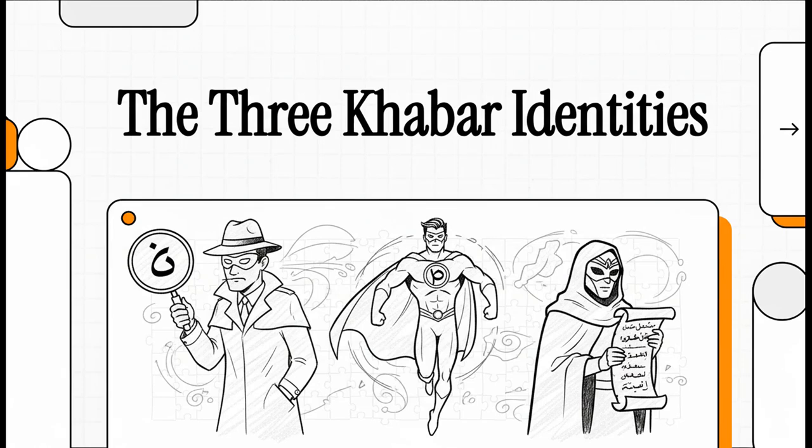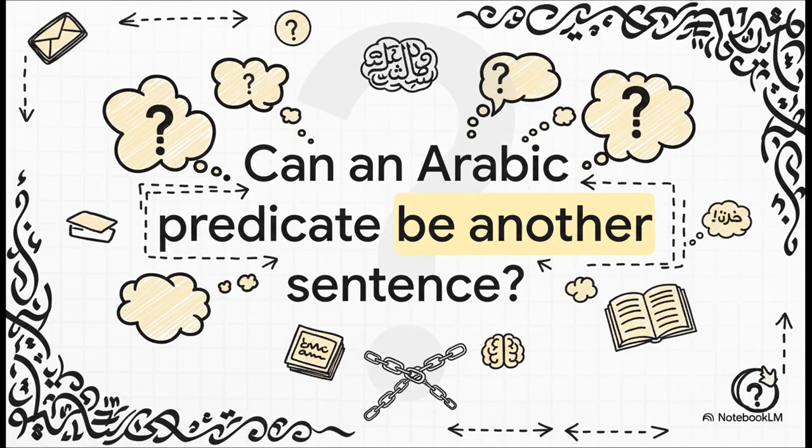In Arabic, there's a part of the sentence that delivers the news. It's called the khabar, or the predicate. But this simple-sounding piece of grammar has a few secret identities, and today we're going to uncover all three of them. So let me start by asking you this.